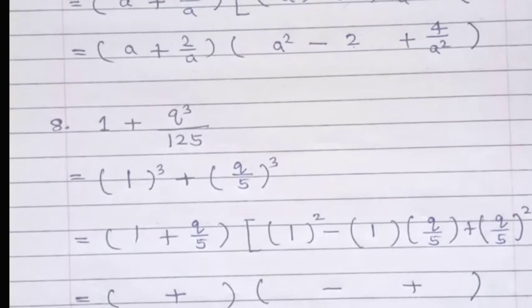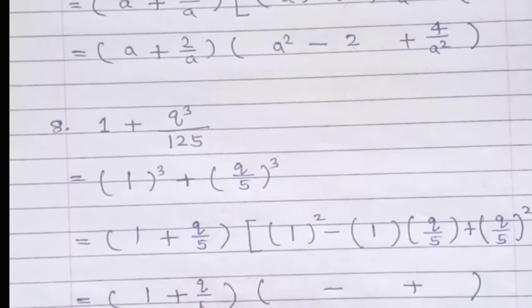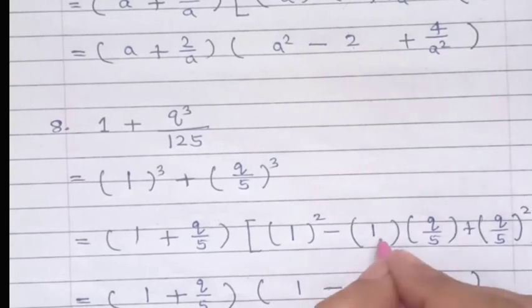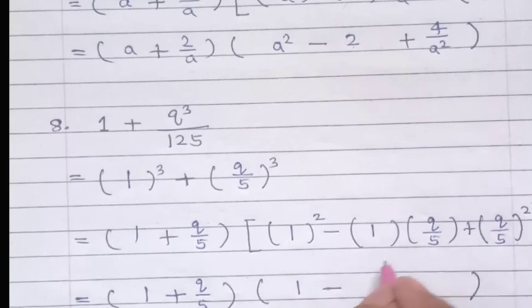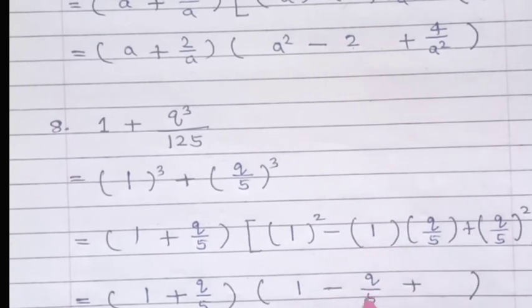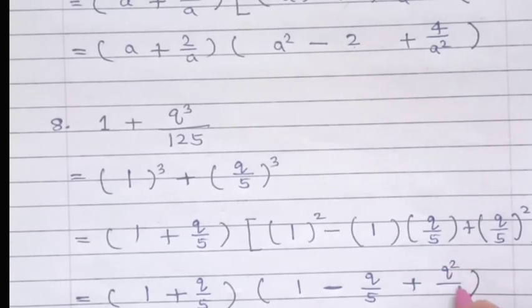So the final answer is 1 plus q upon 5 into 1 square is 1 minus any number multiplied by 1 gives the same number, so q upon 5 with minus sign, and then plus q square is q square and 5 square is 25.